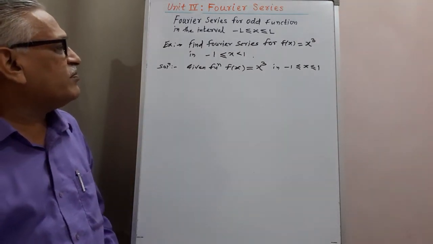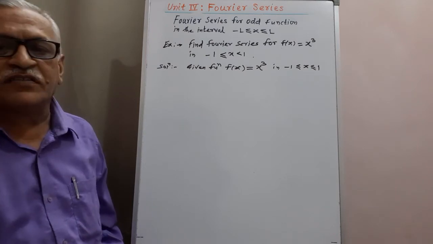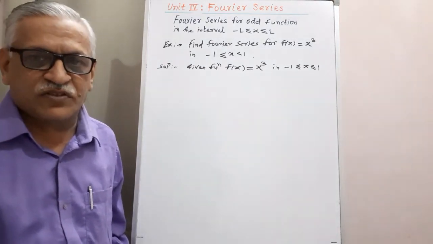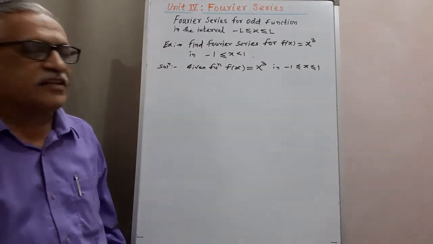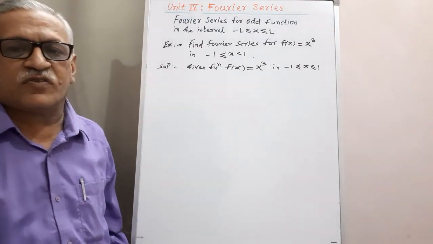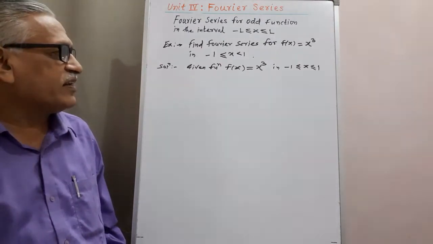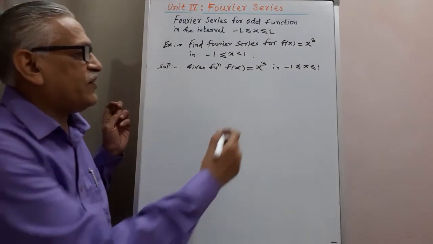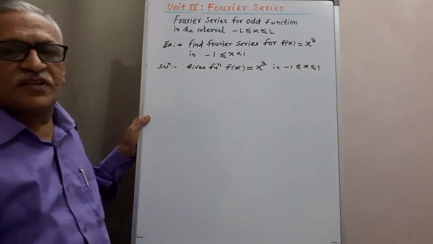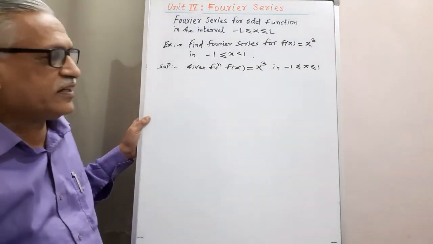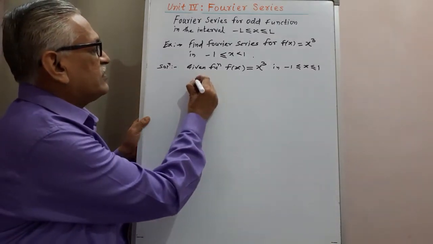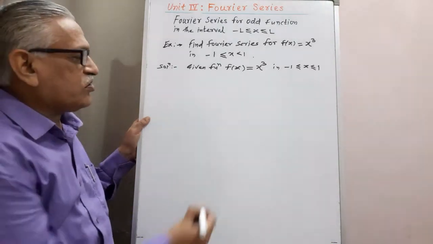Let us solve the problem. Find Fourier series for f of x is equal to x cube in the interval -1 less than or equal to x less than or equal to 1. Here the given function f of x is equal to x cube and the interval is -L to L type. Therefore we check whether the function is even or odd.